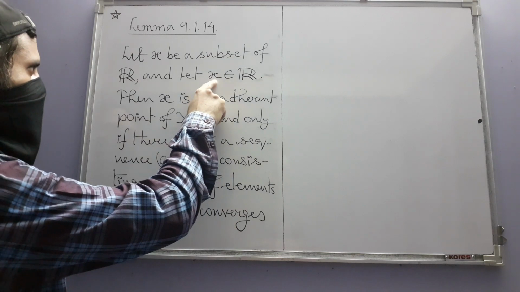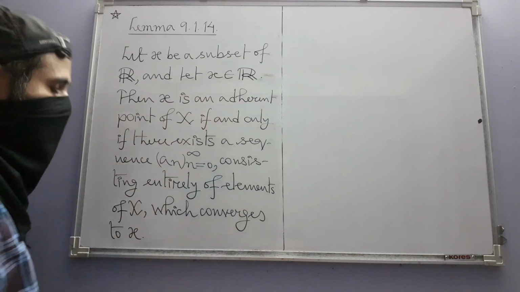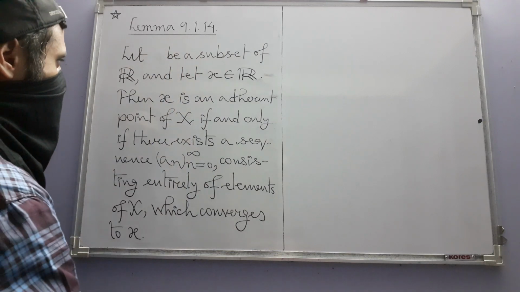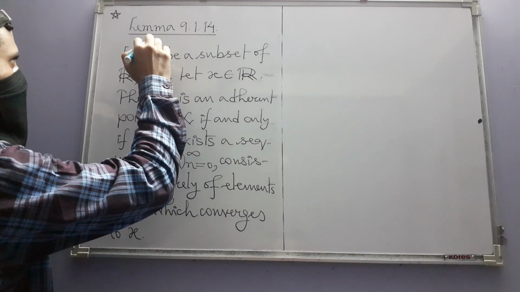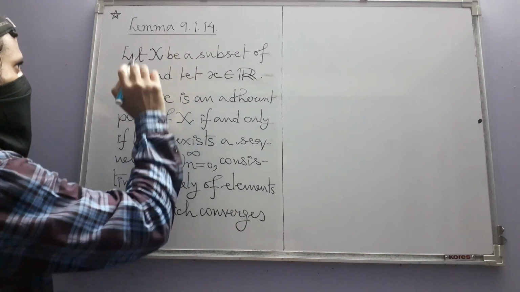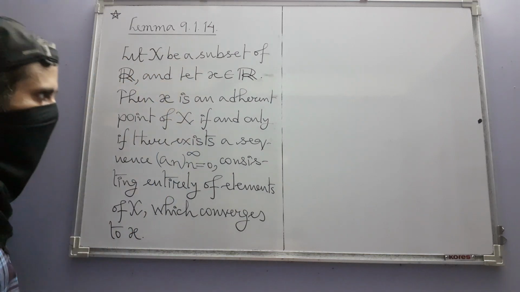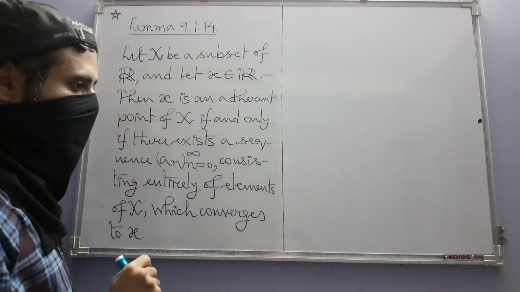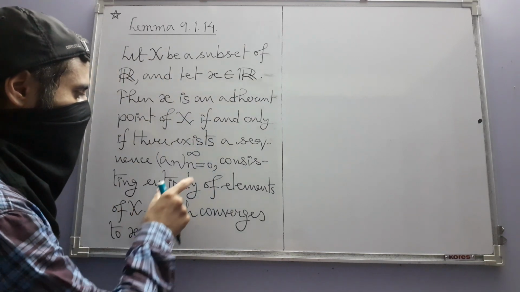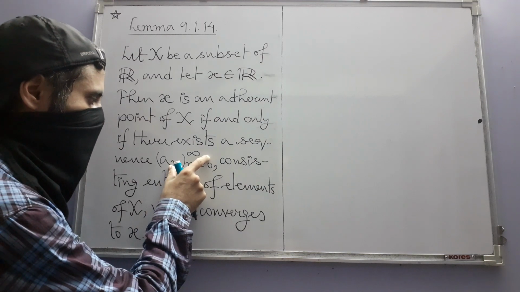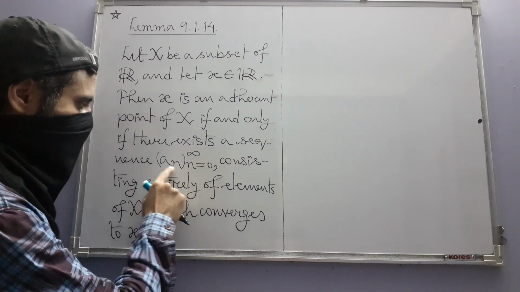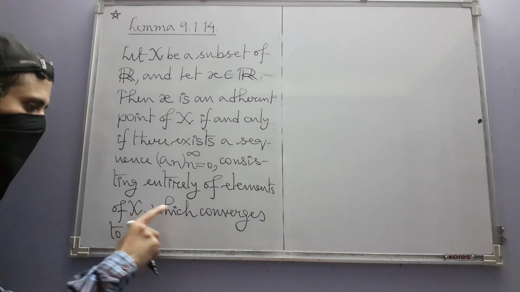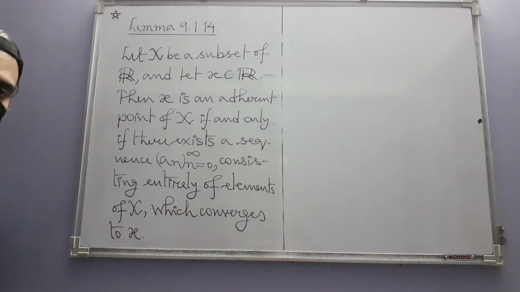And the lemma states this. Say we have a real number x and a subset. Okay, I should have written capital X here. Let me just change that. And a subset capital X of R. Then small x is an adherent point of capital X if and only if you can find a sequence a_n, all of whose terms a_n are coming from X, which converges to this point small x.